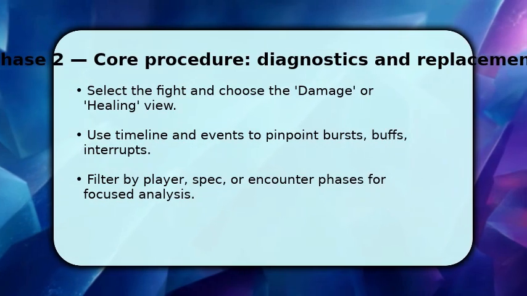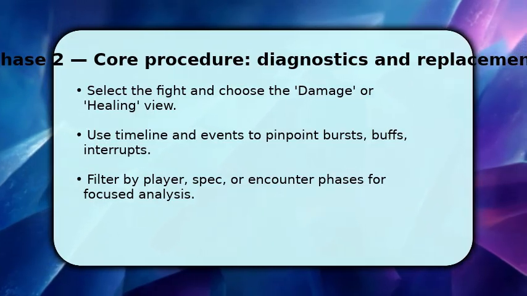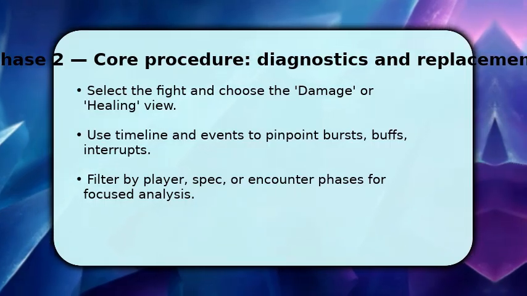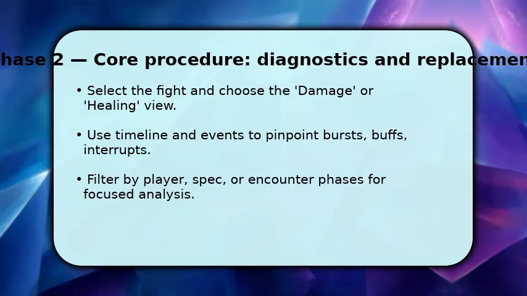You now analyze. Open the parsed fight and switch to the metric you need, like damage or healing, because that tells you what succeeded. Once done, use the timeline and events to find damage spikes, buff uptimes, and deaths. These explain why numbers changed.